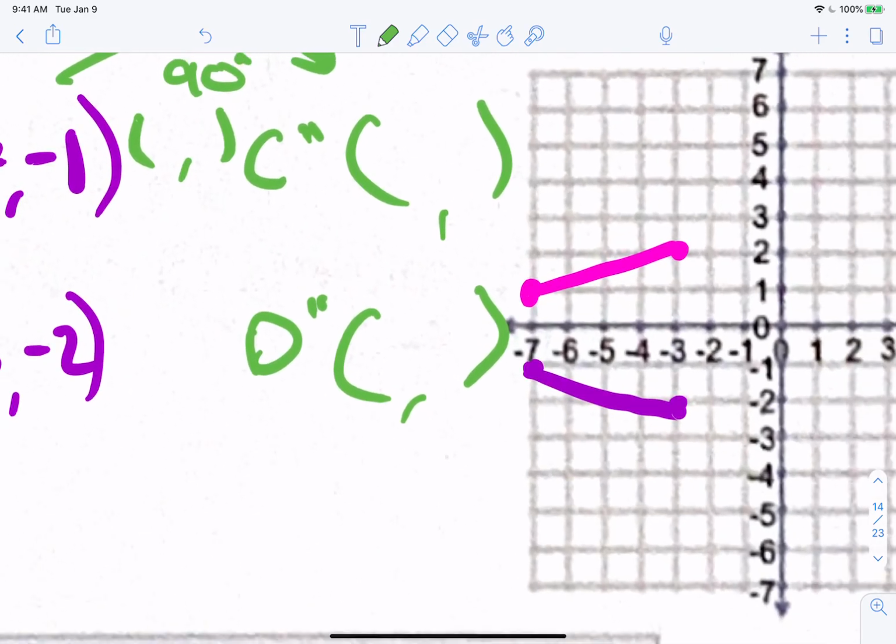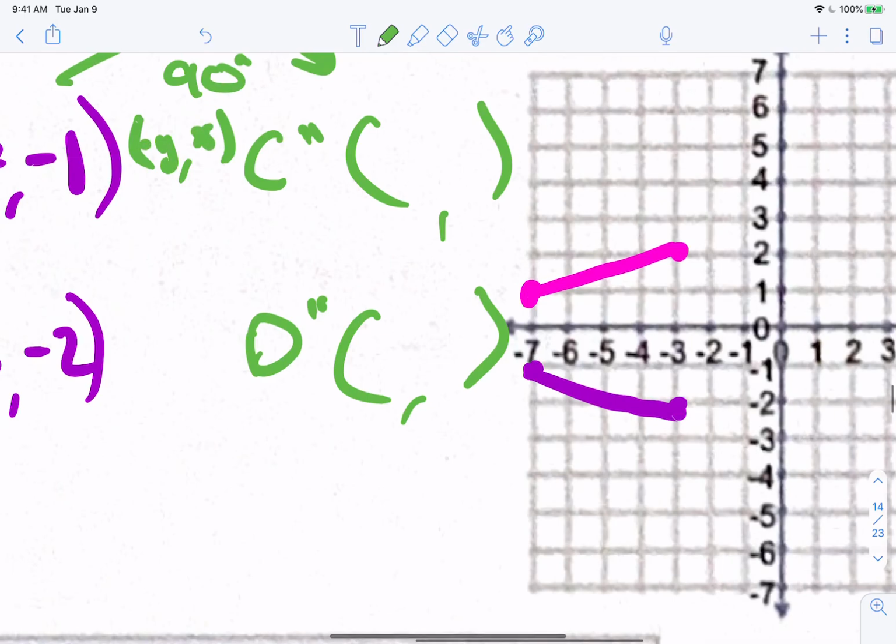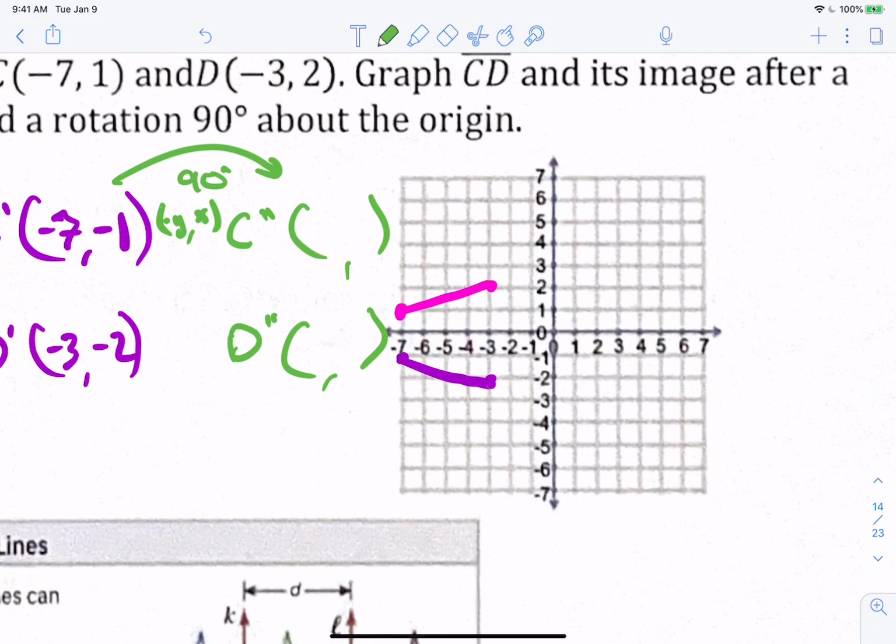What's the rule for 90 degrees? You switch them around and the first one becomes negative. Okay, so switch them around. They become negative 1, negative 7, but the first one becomes negative, which turns it back positive, okay? Switch them around. I have negative 2, negative 3, but the first one becomes negative, so it's positive, right?